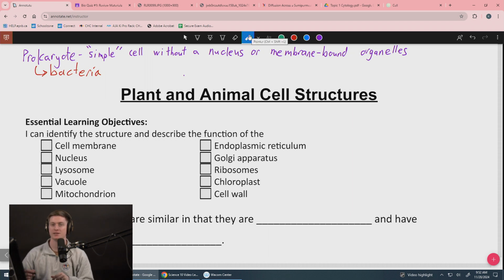Hello, welcome back. In this lesson, we're going to talk about plant and animal cells and the different organelles that are within them. You'll notice that I already have a note at the top of the page. That's because I took a first take and then I wasn't happy with it, so I'm going again here.